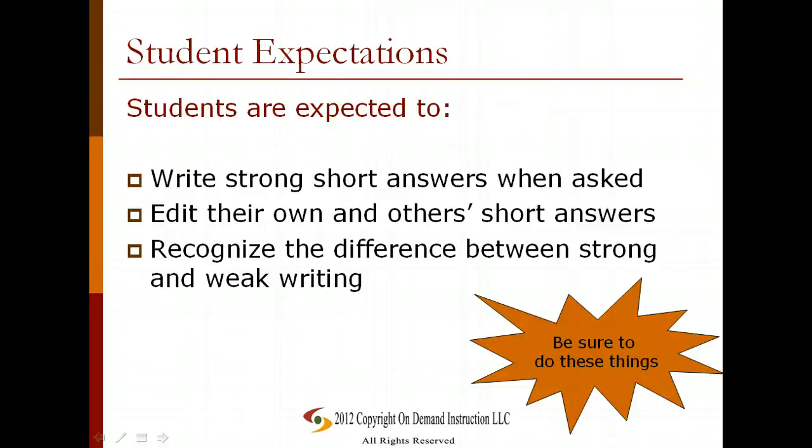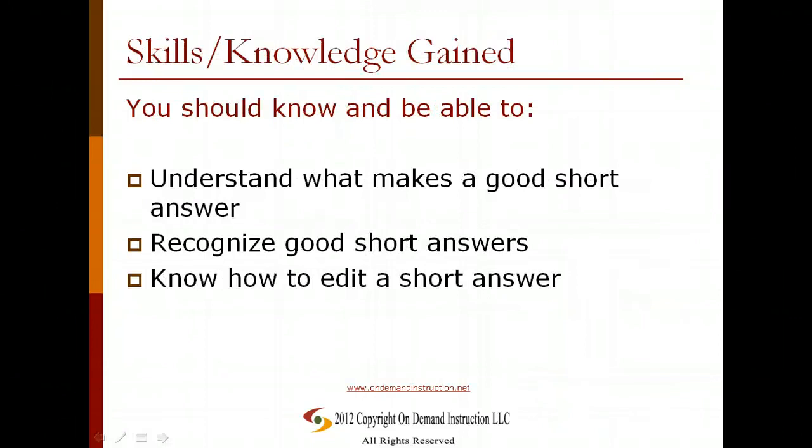What are students expected to do? Students should write strong short answers when asked, be sure to edit their own and others' short answers, and recognize the difference between strong and weak writing. At this point, what you should be able to know and do include: understand what makes a good short answer, recognize good short answers, and know how to edit a short answer.